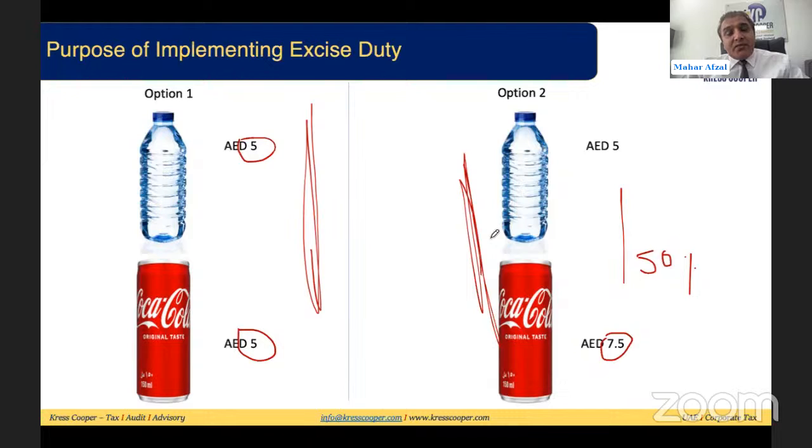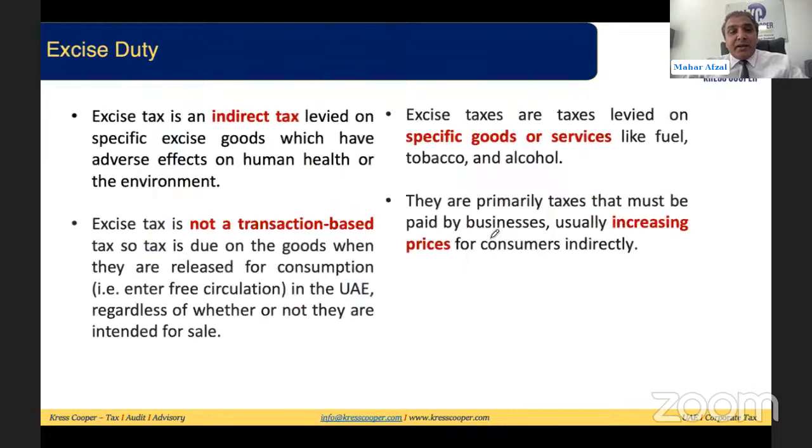Second, even if people are buying Coca-Cola by paying a 50% extra tax premium, this money is going to the government indirectly. Basically, the seller will be collecting it, because this is an indirect tax. At the end, the money will be going to the government, and the government will be spending this money for the welfare of the public. So we need to be very clear that excise duty is an indirect tax.